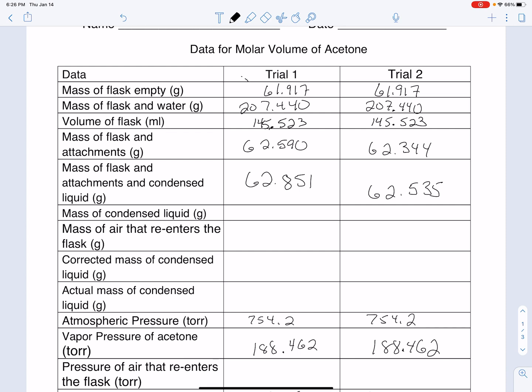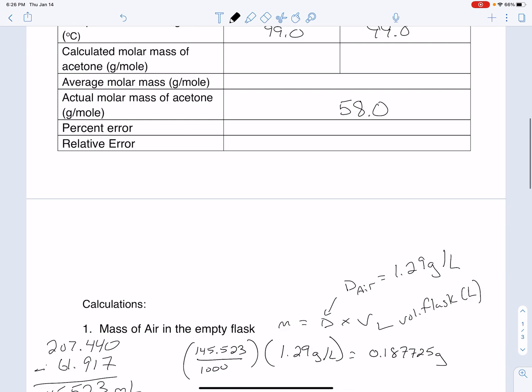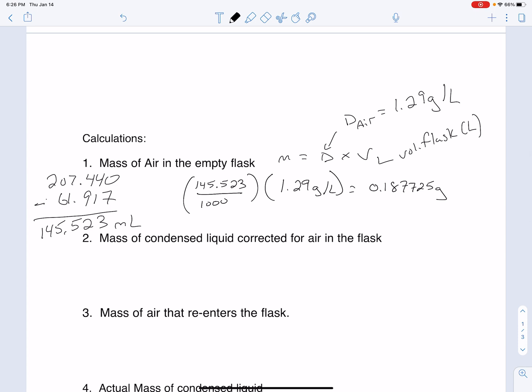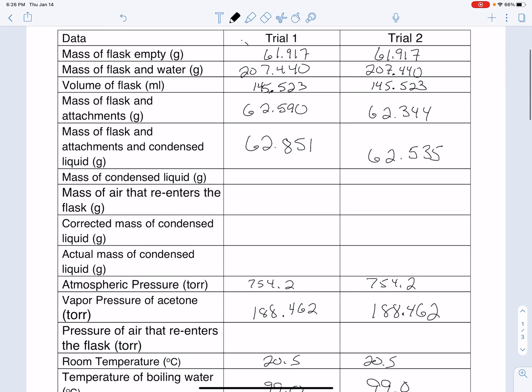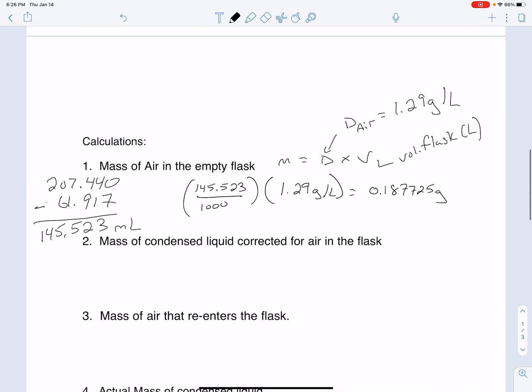Okay, and so now I have the volume of the flask. I have the mass of air in the flask. The next one says the mass of condensed liquid corrected for air. Well, let's go back to the mass of the condensed liquid. We need that first.